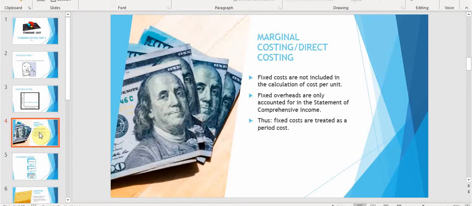So marginal costing refers to a situation where your fixed costs are not included when the cost per unit is calculated. So your fixed costs are basically accounted for as a period cost when you set up the statement of comprehensive income. So very important to remember, the cost per unit excludes any fixed costs.